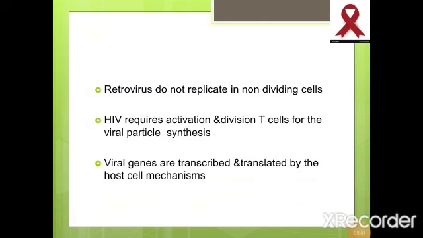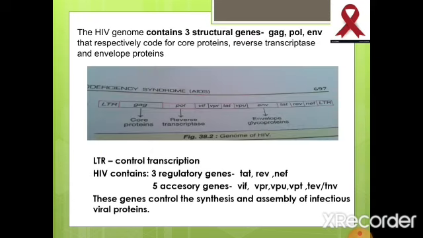Retroviruses do not replicate in non-dividing cells. Similarly, HIV also requires activation and division of the T cell for viral particle synthesis. Viral genes are transcribed and translated by the host cell mechanism. The HIV genome contains 3 structural genes, 3 regulatory genes and 5 accessory genes. These genes control the synthesis and assembly of infectious viral proteins.